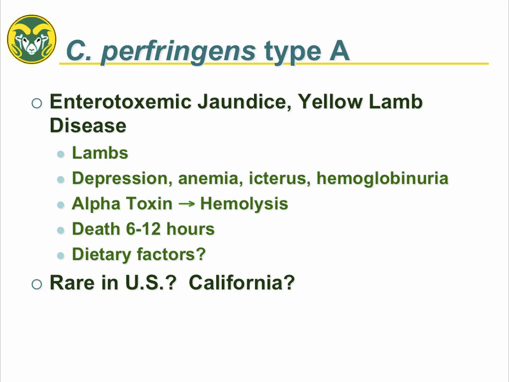Okay, so the disease of type A. We're going to go through now, and we're going to take a break, and we're going to look at type A, a little bit about type B, type C, and type D. Go through those diseases real quickly. And for type A, enterotoxemic jaundice or yellow lamb disease. Remember I told you that the alpha toxin can cause hemolysis. So it's seen in lambs most commonly: depression, anemia, icterus, hemoglobinuria, if you see them alive.